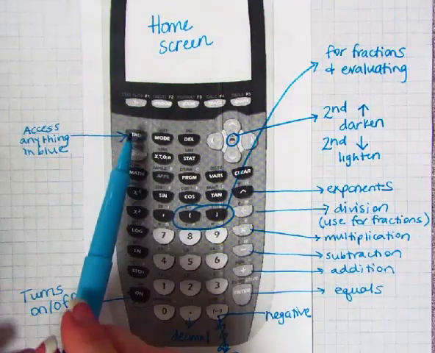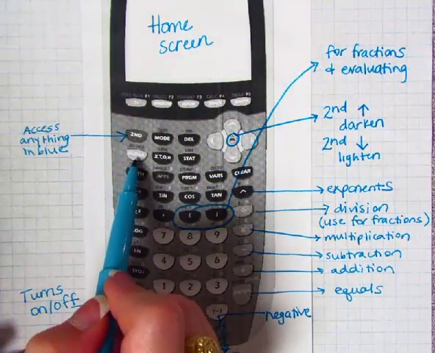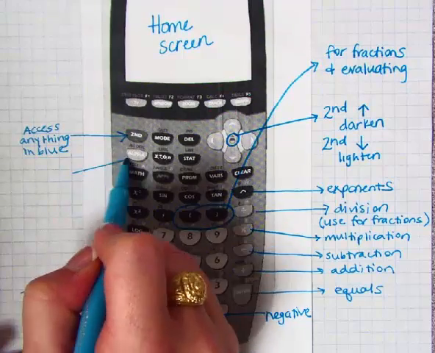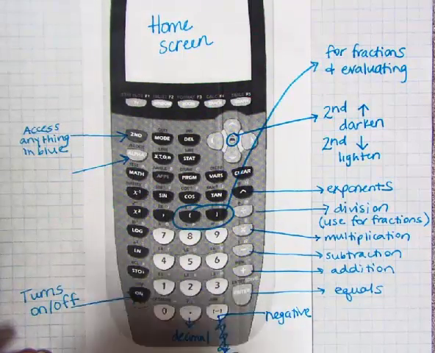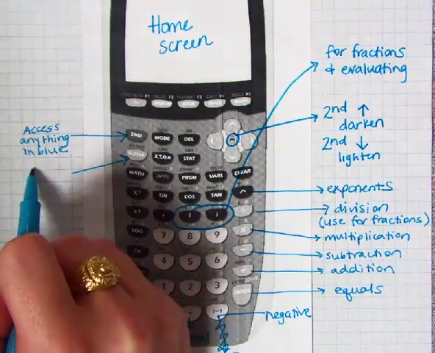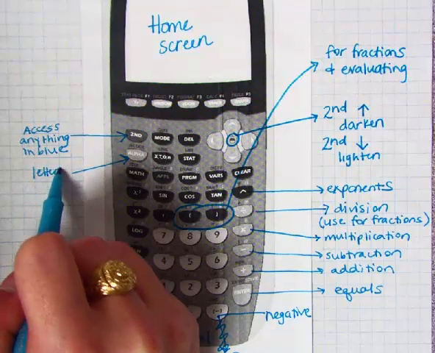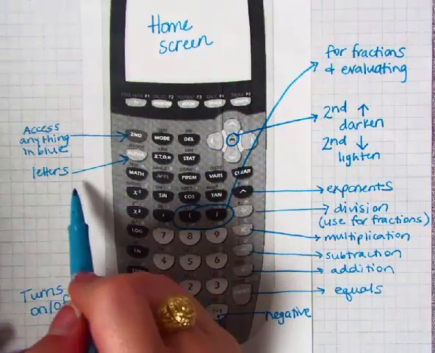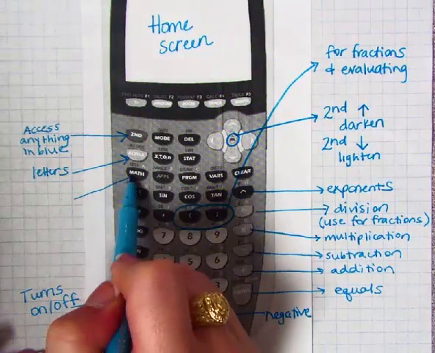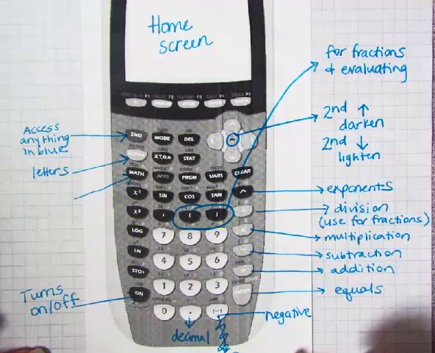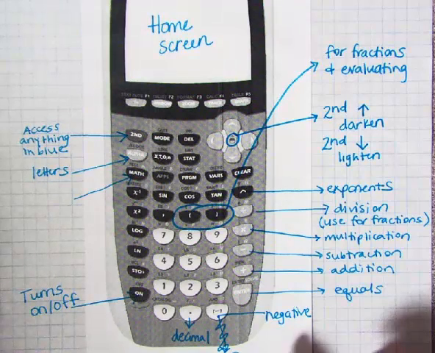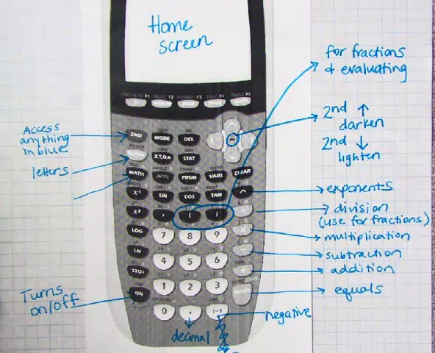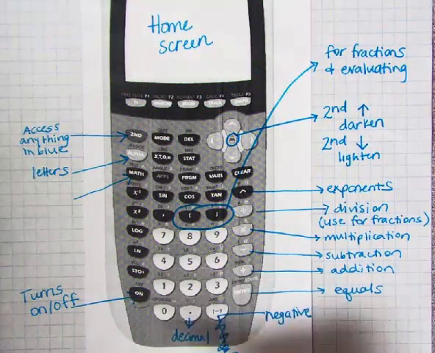Okay, if we go back to the left over here, under the second key is the alpha key. This allows you to do letters on your calculator. The math key, this key is very important as we move through the course. The math key takes you to a lot of different menus that allow you to do a lot of different things. So I'm going to put some of the important ones in here.